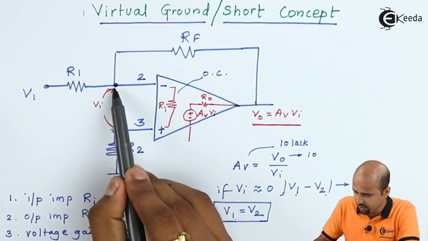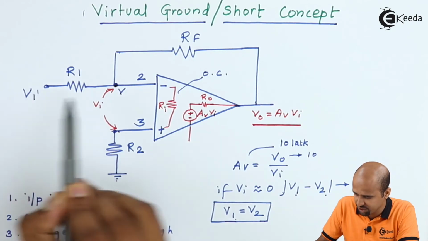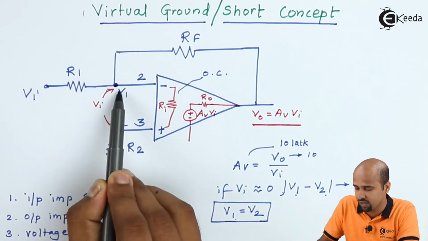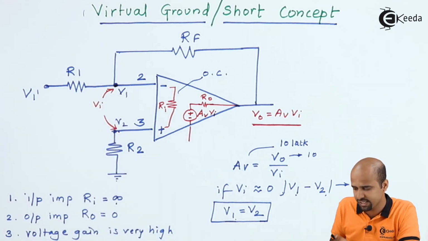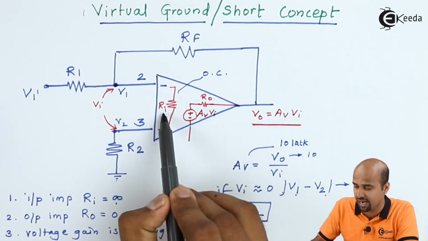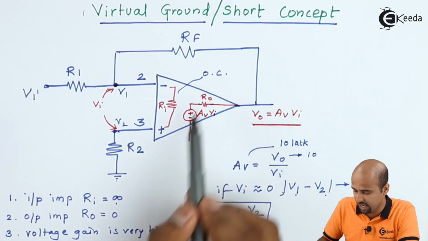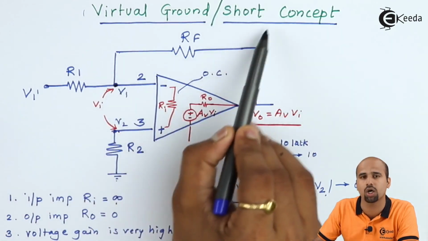See, let us understand that this is V1 dash and this is V1, this is V2, so V1 minus V2 is equal to 0, that means V1 is equal to V2. So they have to be short circuited with each other, but they are not connected internally as a short circuit. This is because Ri is open circuit, Ri is equal to infinity, and that is why I can say that it is not physically connected as a short circuit, but they have the same potential, and that is why I am saying that it's a virtual short concept.